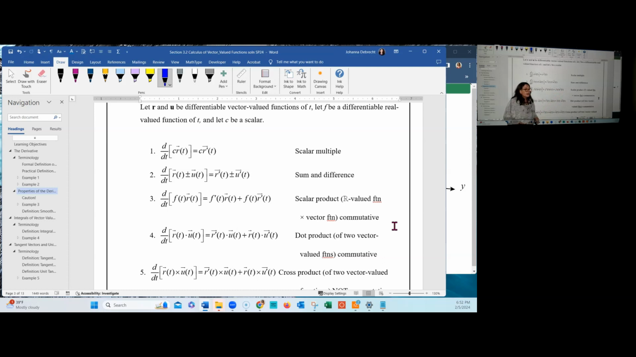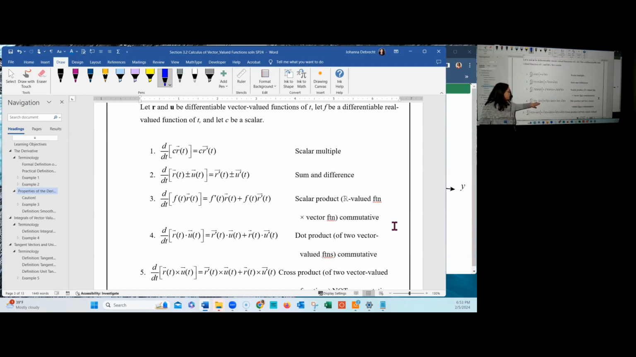I could have written it as r prime t times f of t. I didn't because I'm preparing you for the cross product. So what I'm preparing you for is to always have the first factor written first, because when we get to the cross product, it's going to matter. It doesn't actually matter here, and it won't matter for the dot product, but it does matter for the cross product.